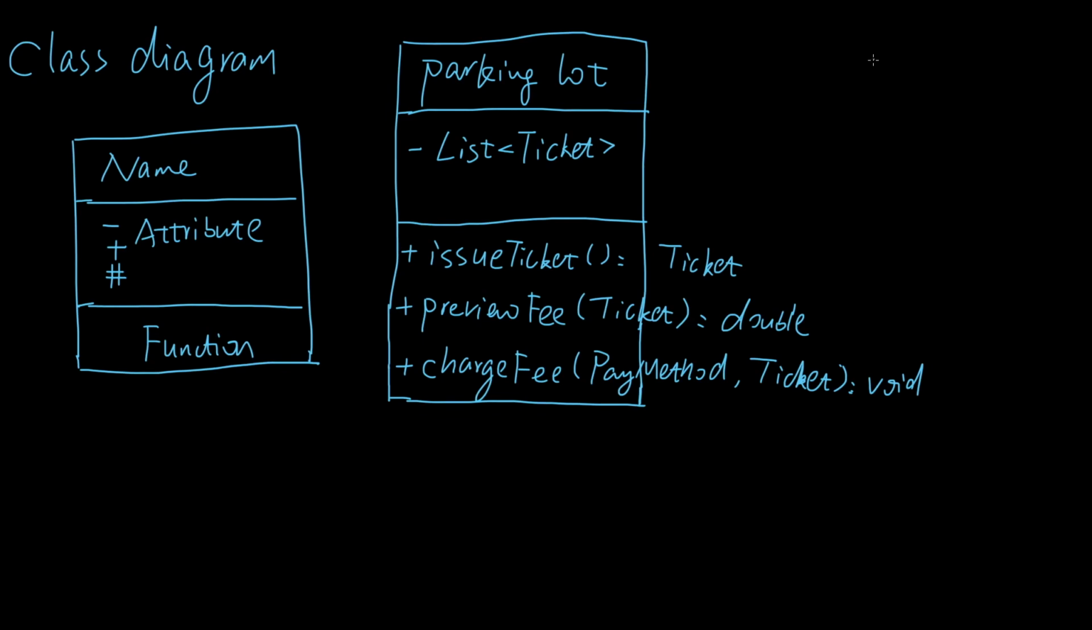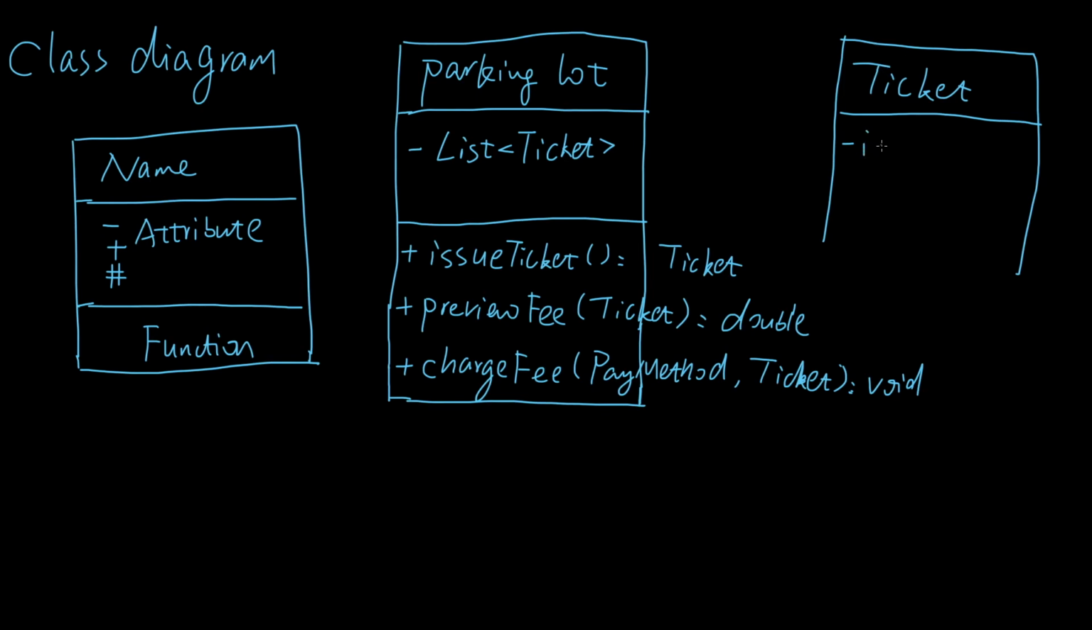Then let's look at another one. We have already talked about the ticket. What will the ticket look like? We have another class called the ticket. The ticket will have attributes. The most important thing is that the system needs to know when you arrive, or when the ticket has been generated or issued. So we will have an attribute called the IssueTicket, and the data type will be date time. We need to know when this was created.